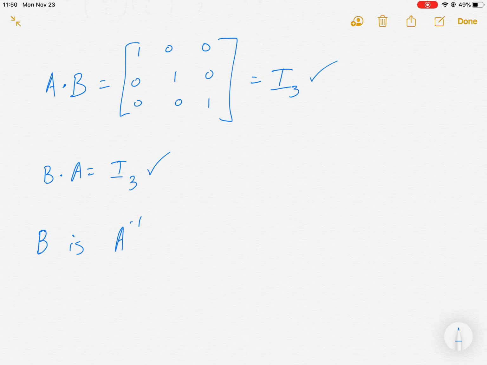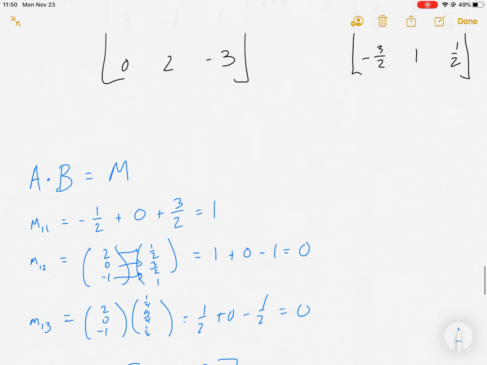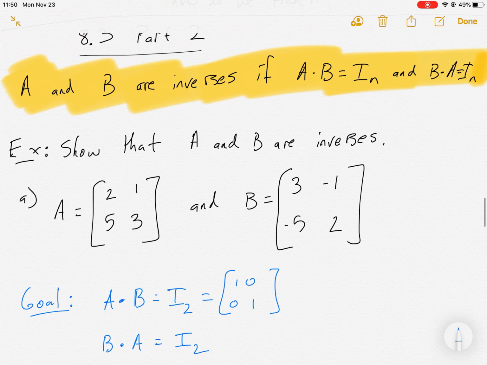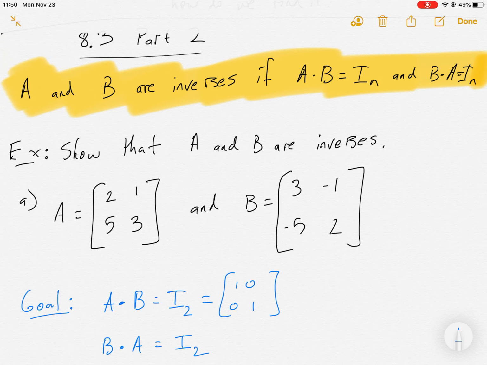All right, so this video is really just intended to illustrate that definition I ended with in the last video. Two matrices are inverses, going back to my highlighted point up here, if you multiply them and you get the correct n by n identity matrix.